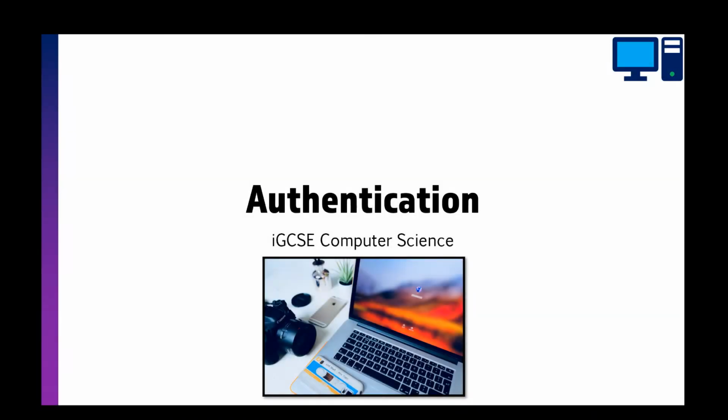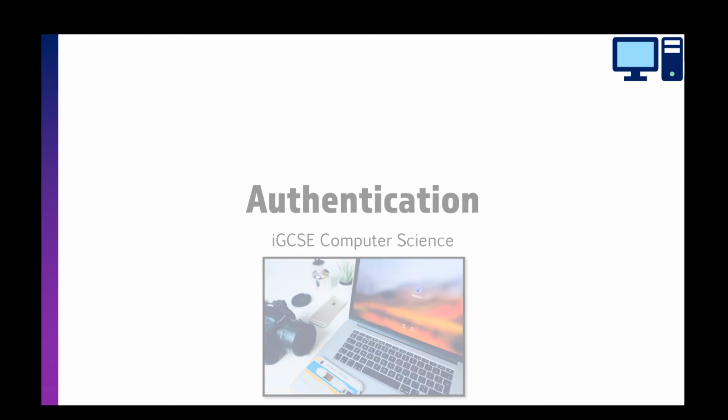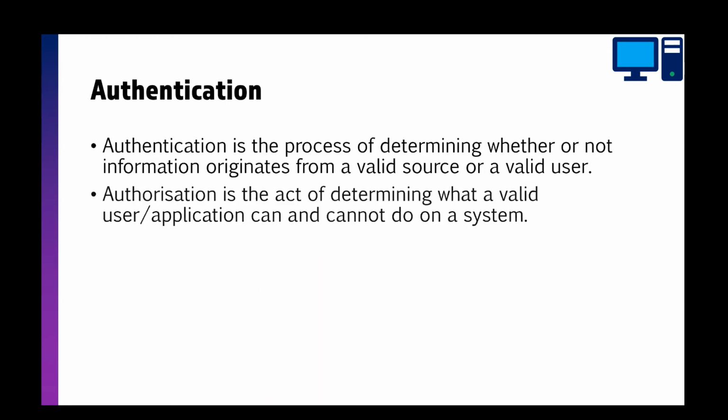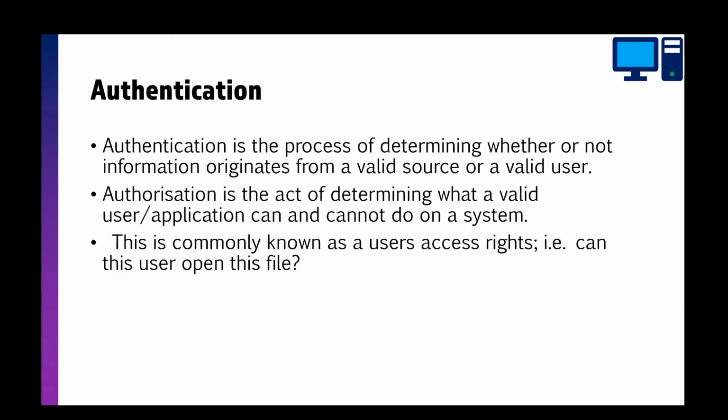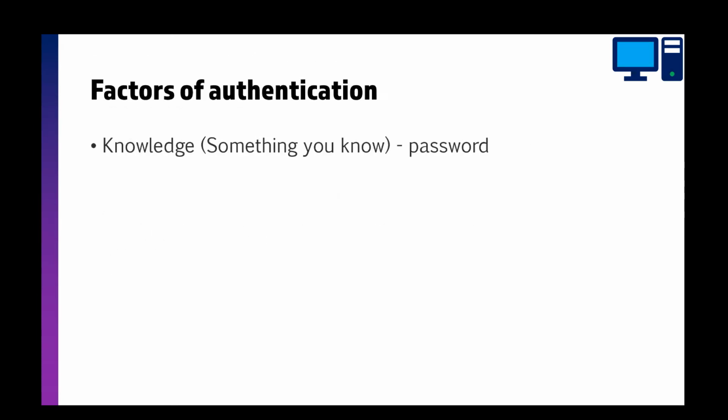In this video, we're going to take a look at authentication. Authentication is a process of determining whether or not information originates from a valid source or a valid user. It's also the act of determining what an application or a user can actually do on a system, and usually it's determined as user access rights, like can this user open this file at this time.